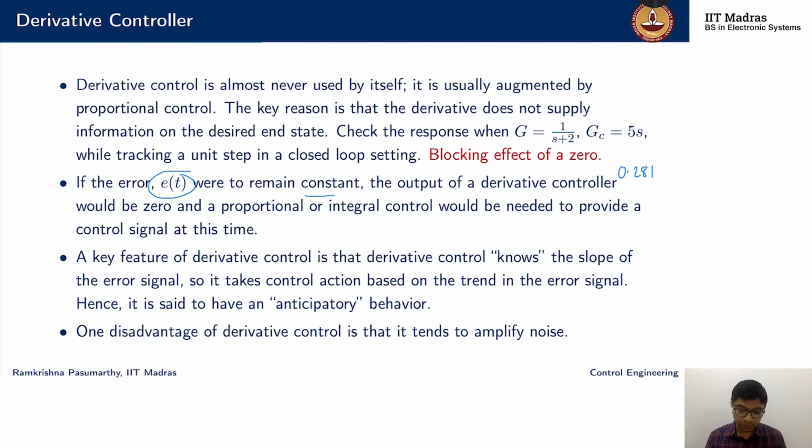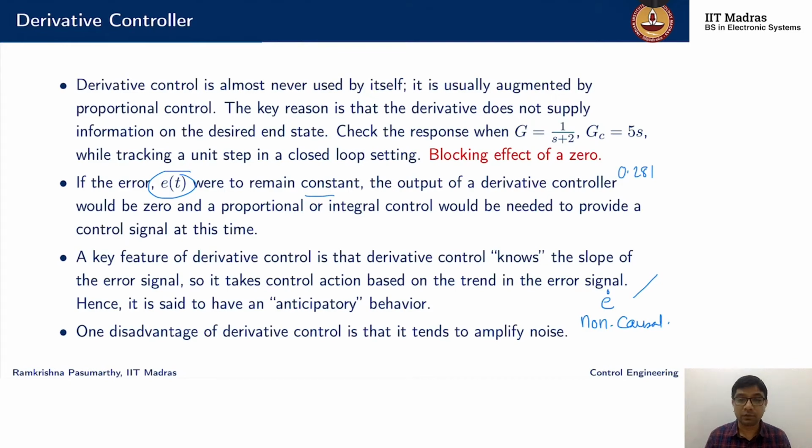Okay, now of course the key feature we'll see a little later is that because it has the derivative of the error signal, it takes control action. It knows the slope, right? When I say e dot, I kind of know the slope, and when I know the slope, it means that I know the trend in the error signal. I know how fast the error is growing. So I know the error maybe slightly also in the future. Okay, so look at this, I'm already talking of a non-causal behavior.